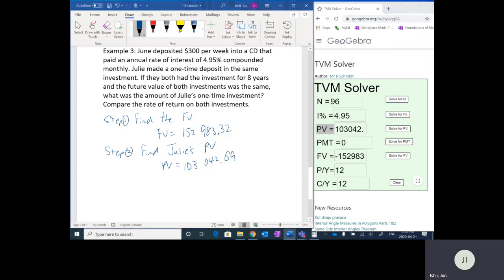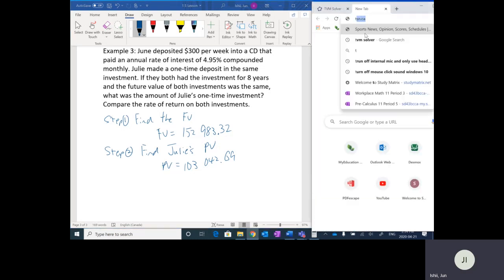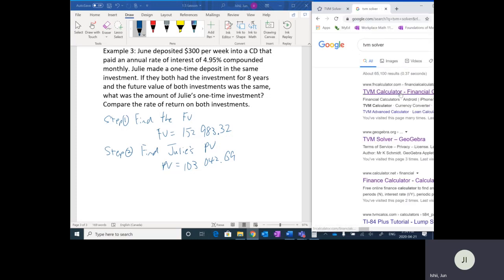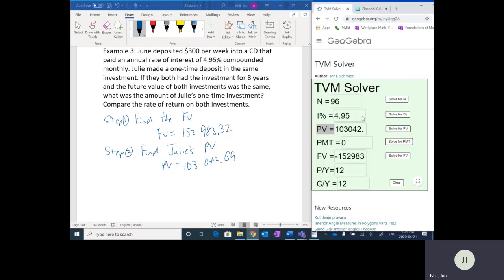Okay guys, just give me 1 sec here. I want to actually double check this with the other TVM solver. I'm not entirely convinced I did that right. So I'm going to do the same Julie's question here using the old one, because I may have screwed up this part down here, so I just want to double check that.